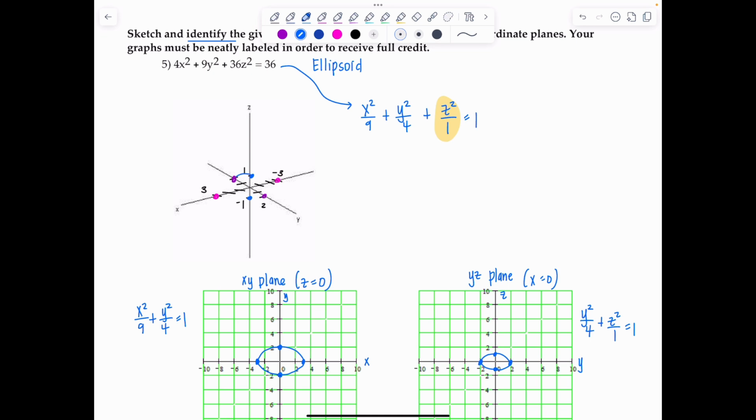Okay, so here's a trace. Then here's another trace. That's the xz plane. And then lastly, I need this one in the xy plane. So there should be 3 total. And you can just add some shading. That's good enough. Okay, I was pretty lenient with the grading.